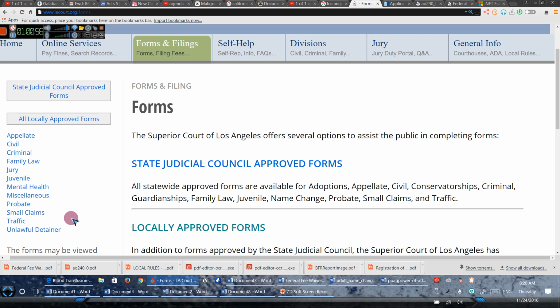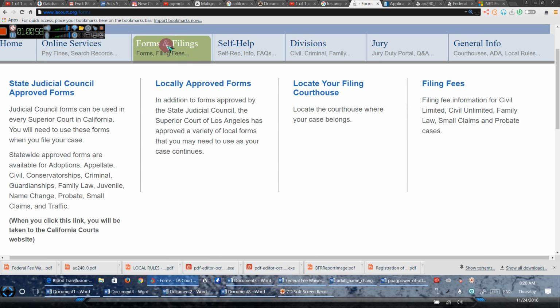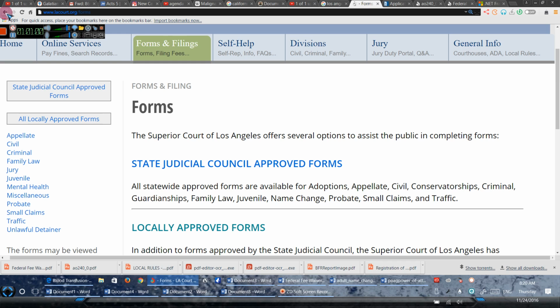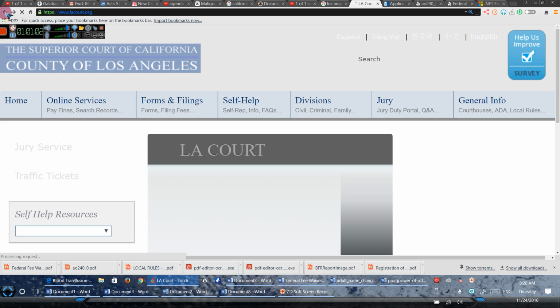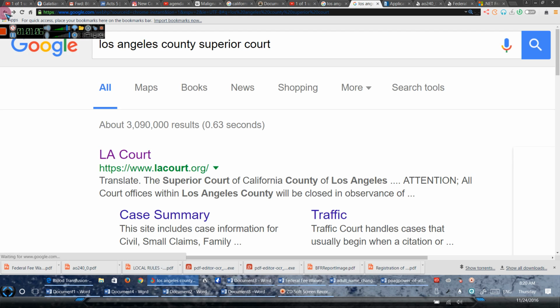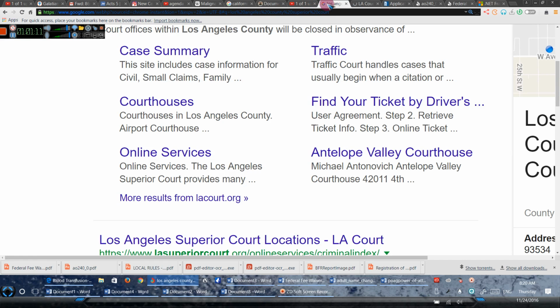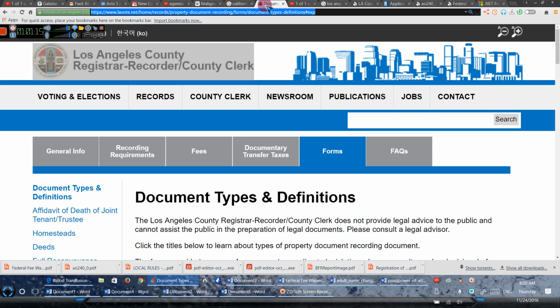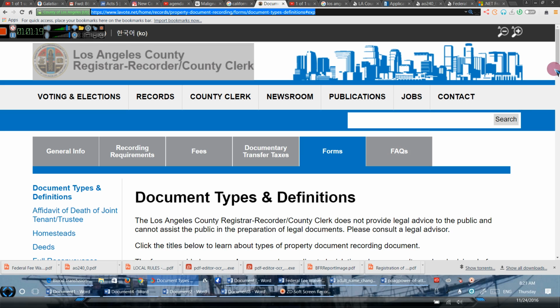Now, these are their forms, but these are the court forms. I don't want the court forms. I want the county forms. See, that's LA Court. And I need LA County. I am looking for not that. Not that. This is it.